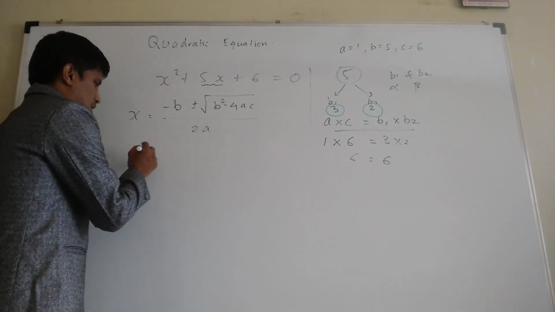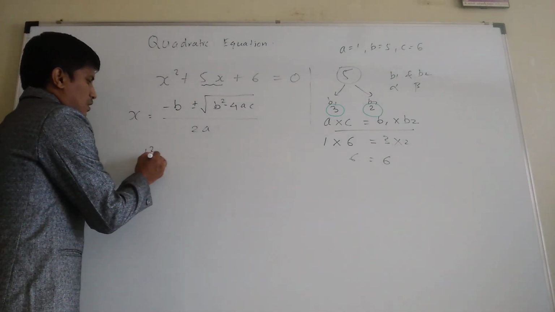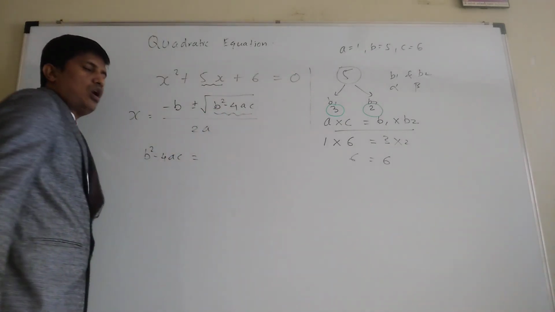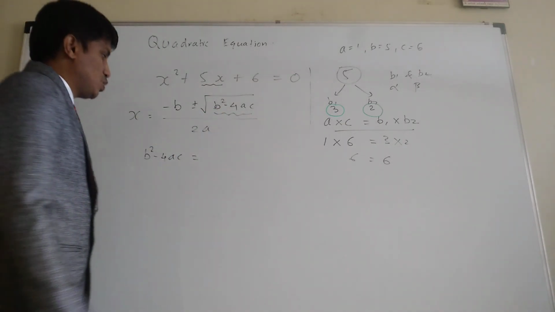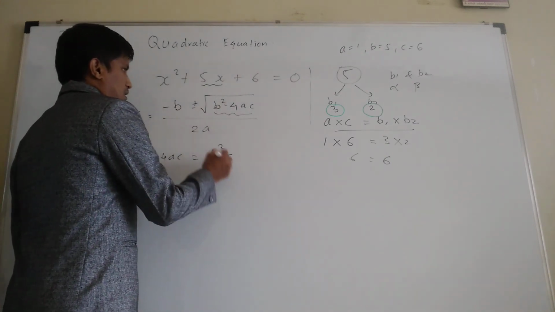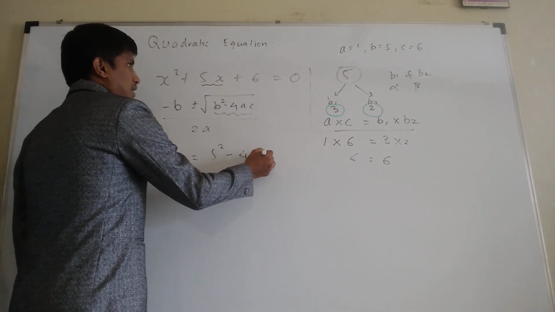Now for our simplification, we will first try to find the value under the root. So b square minus 4ac. So what is the value of b? It's 5 square. Then what is the value of a? That is 1.